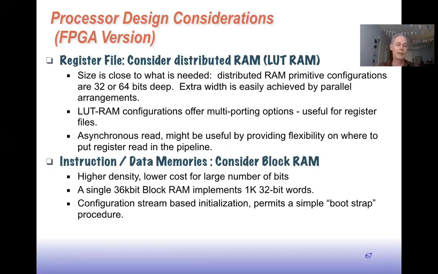If you consider the instruction and data memories in the FPGA version, we're not actually building caches, probably. For this, you'd consider block RAM because you need high density, because you want relatively large instruction and data memories. The block RAMs we talked about for FPGA give you 32K bits, and you can configure that to be 1K by 32-bit words. So you get a natural 32-bit wide memory. You get 1,000 words, which is probably sufficient for what we're doing.